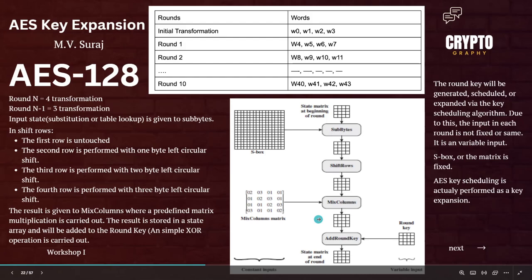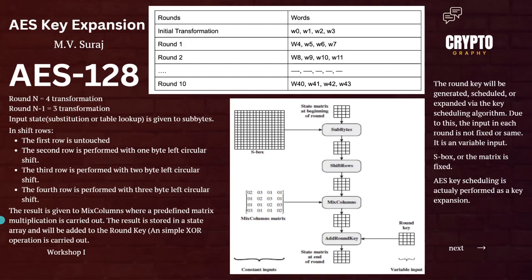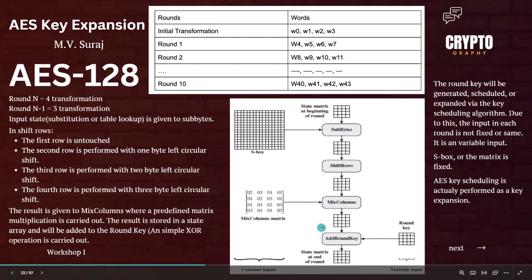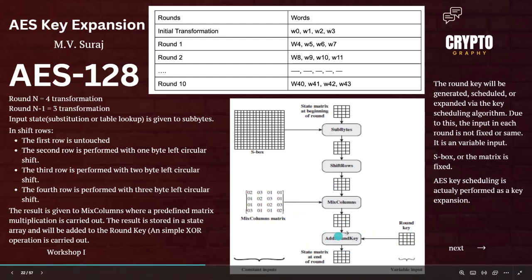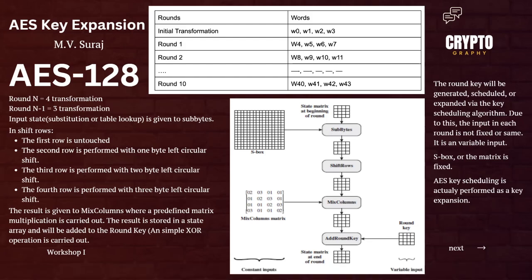And then this output is added with the round key. Adding with the round key means a basic XOR operation is carried out. I'm not sure if my viewers know what an XOR operation means, which I will explain once I finish explaining this. I'm pretty sure you will be able to understand it even after I explain the whole thing.